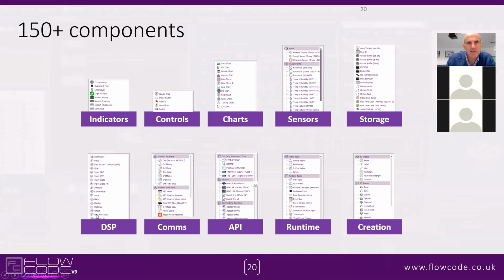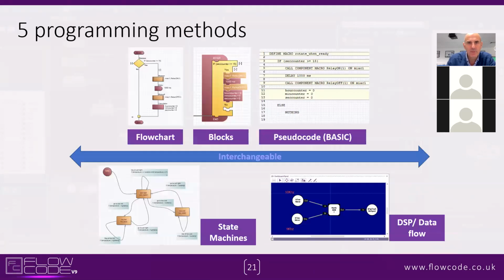The DSP is exactly the same as Flowcode Embedded. There are lots of comms, and there's a huge overlap with Flowcode Embedded there. Lots of work on IoT that we've done. API, we're going to talk about in a minute. And then there's some runtime and creation stuff as well, which is support really for components. So there's a lot of components there.